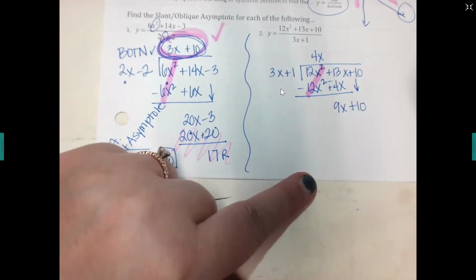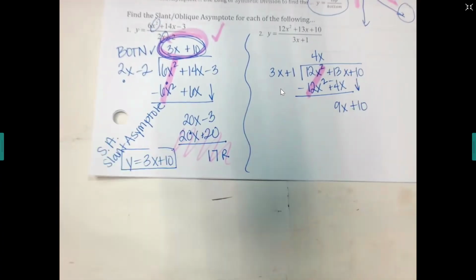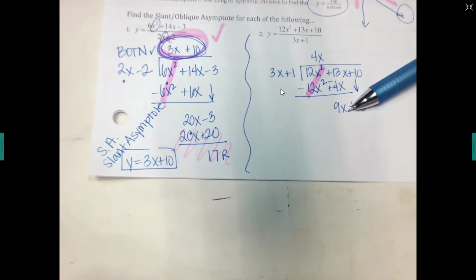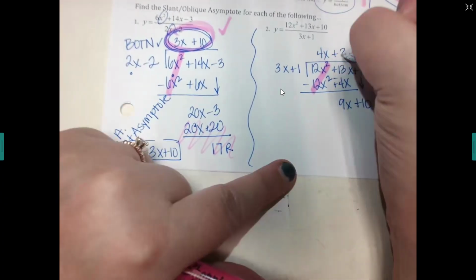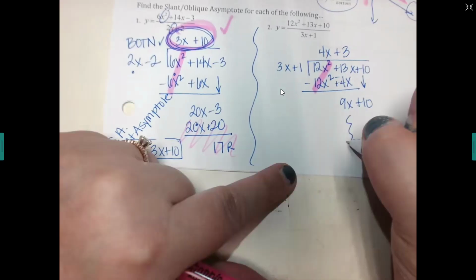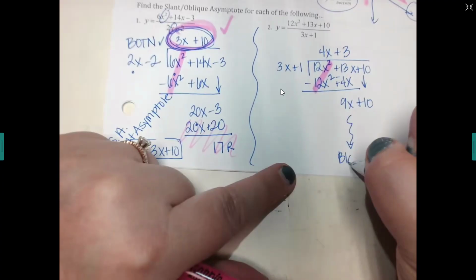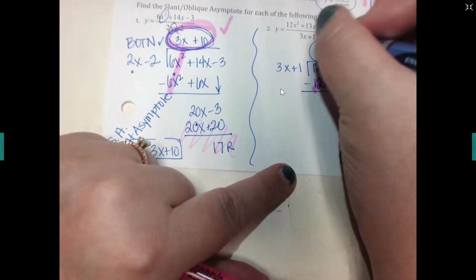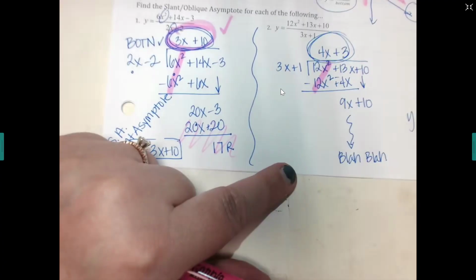Then remember, this is the last step you have to do. What would I times 3x by to get 9x? 3. And at this point, you have your answer. It's the top, so you don't have to do the remainder. I'm just going to put blah, blah, because you don't care. So your answer is y equals 4x plus 3.